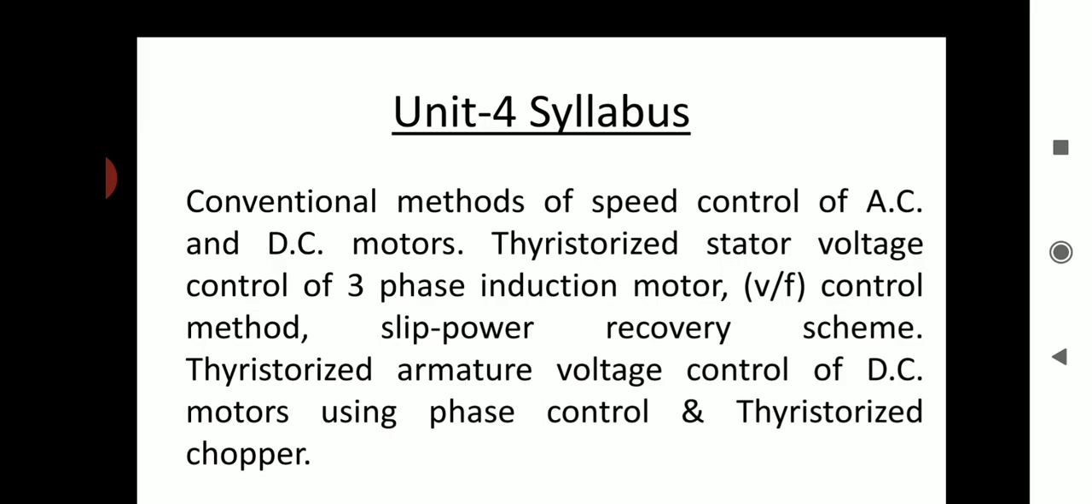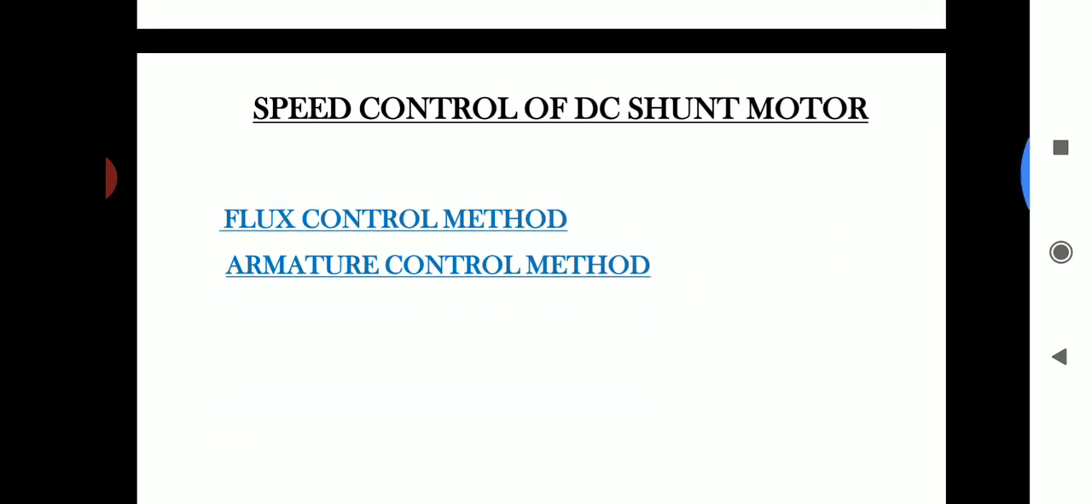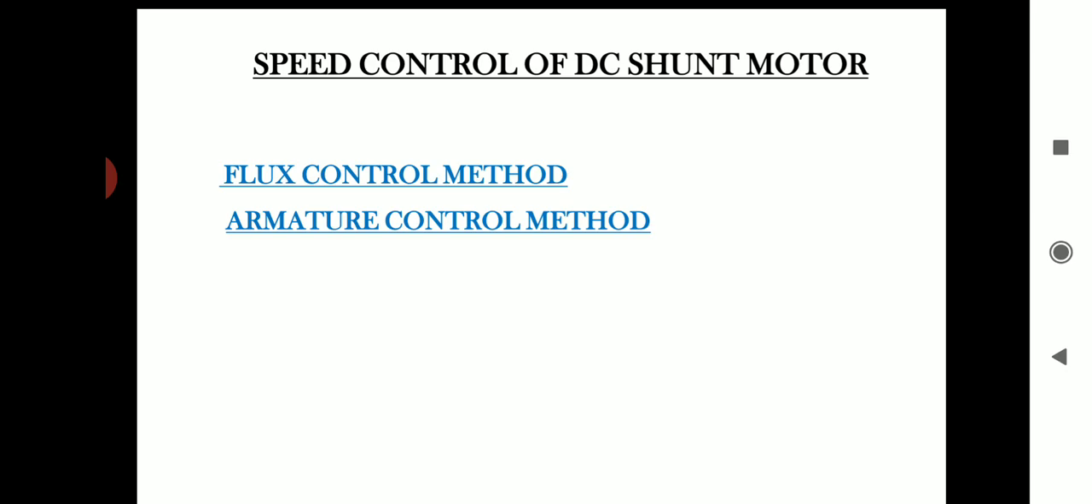So these all are the contents of unit number 4. Unit number 3 we have already covered. So we'll start with unit number 4. The first topic of unit number 4 is speed control of DC shunt motor.